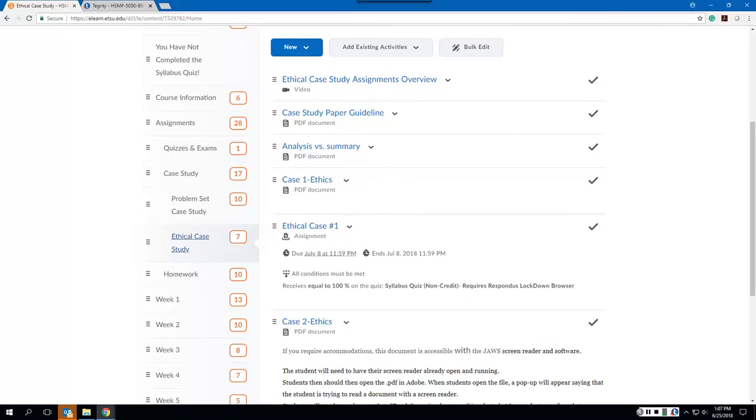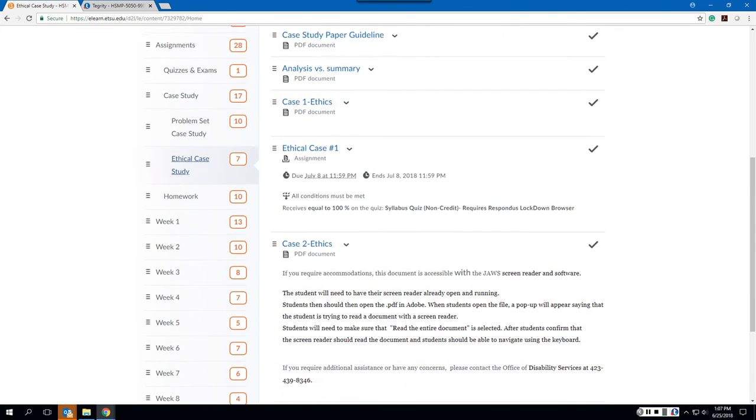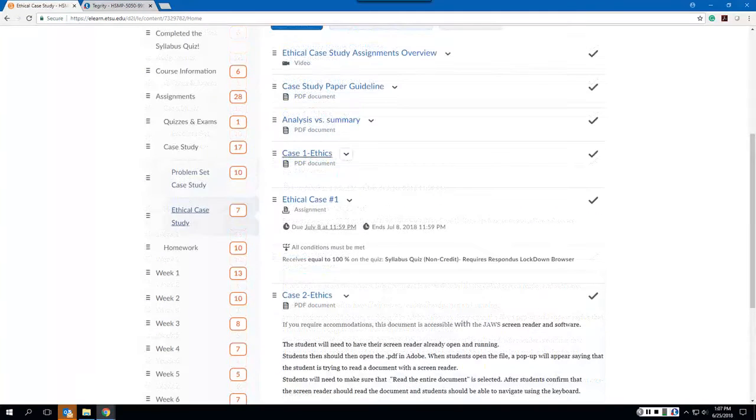One thing that I do want to point out that you may want to look at is this analysis versus summary. In the past, I have had some students submit more of a summation of the case study instead of their own individual analysis, so make sure to look over that. And then again, we're just looking at case study number 1, the ethical case study. So take a look at that. If you have any questions, let me know.